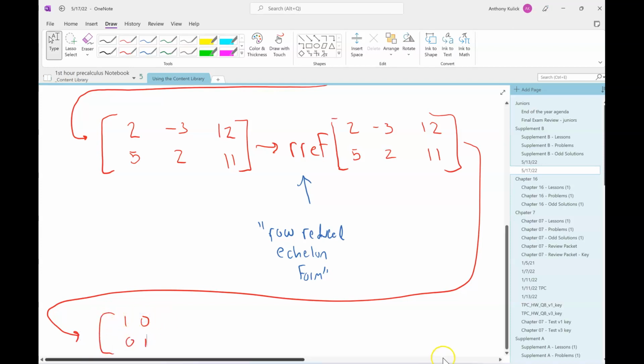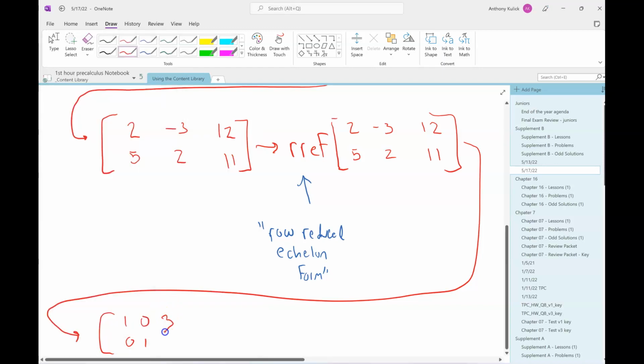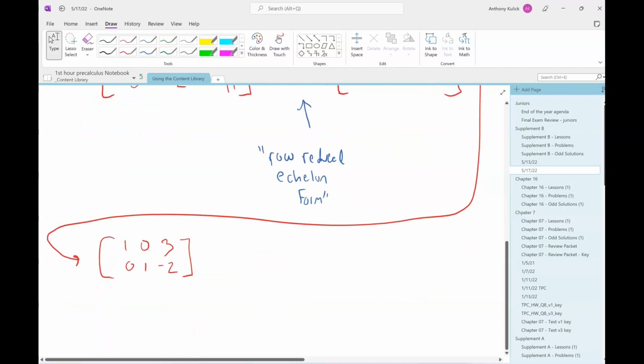I forgot, was it -3 and 2? 3 and -2. Good thing I double checked. Pretty easy so far, right? Nothing really complicated. Calculator did the hard part. Guess what? That tells us our answer to the system.